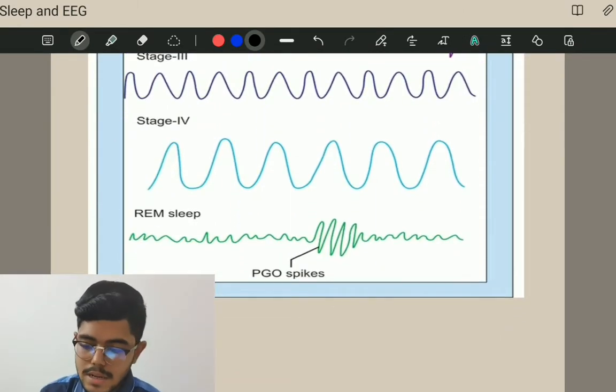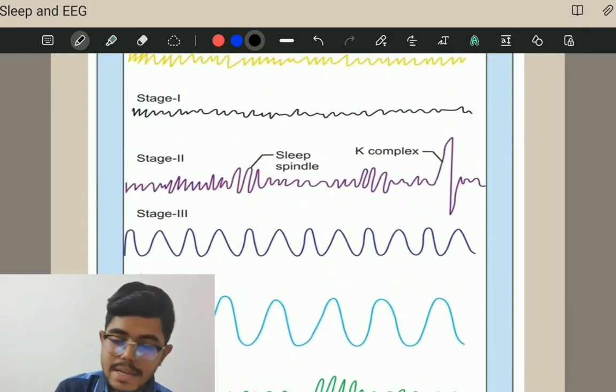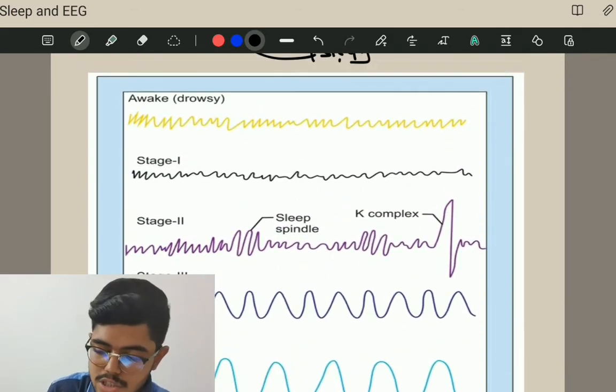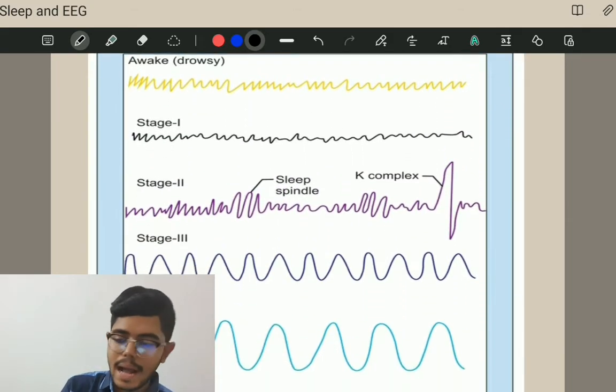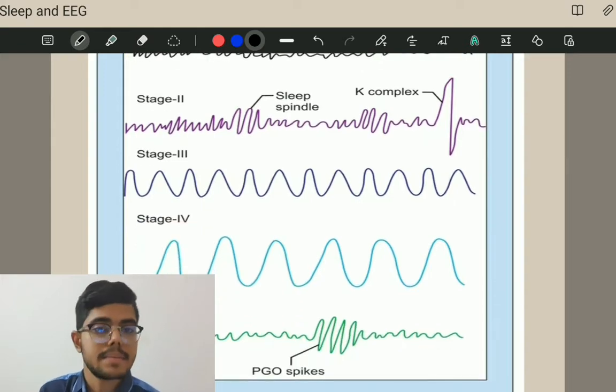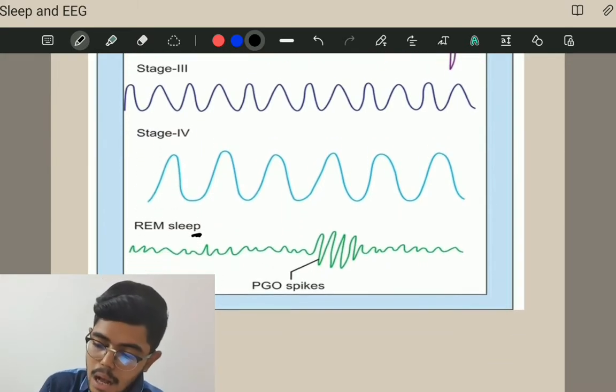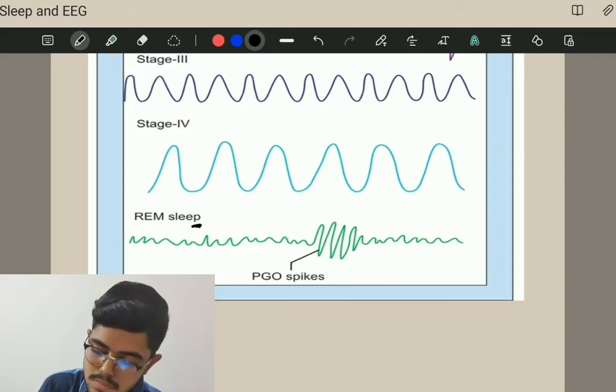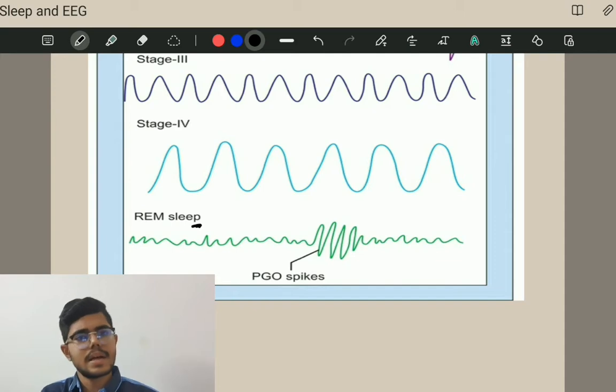This is about sleep patterns. We have different stages of NREM: stage 1, stage 2, stage 3, stage 4, and then we'll be discussing REM sleep. So first we'll be discussing NREM sleep. So what is NREM?